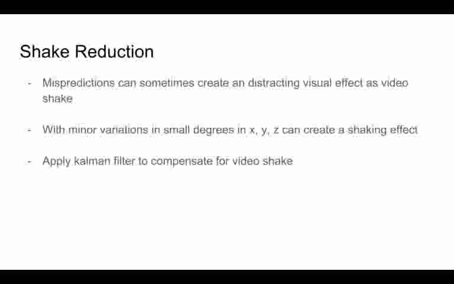Okay, let's talk about what I mean by shake reduction. Sometimes misprediction can create a very distracting visual effect as a video shake. Because let's say that the server side predicts that the user will be at x plus 2 degrees, x plus 3 degrees, y plus 3 degrees, and z plus 7 degrees. But the actual was x minus 2 degrees and y plus 2 degrees and z plus 3 degrees. Even a small miscalculation can make the video look shaky. It can make the screen look tilted, and it can give a really shaking effect when you're playing the game. And we use a Kalman filter to compensate for that video shake in cases where this misprediction happens.